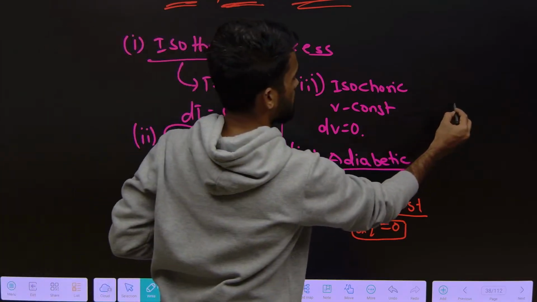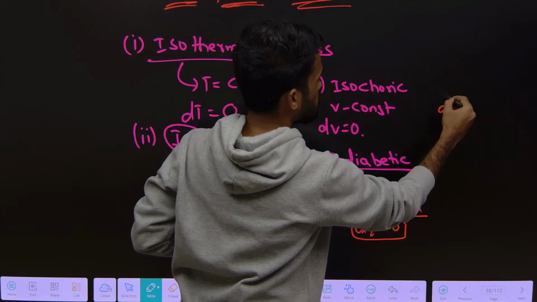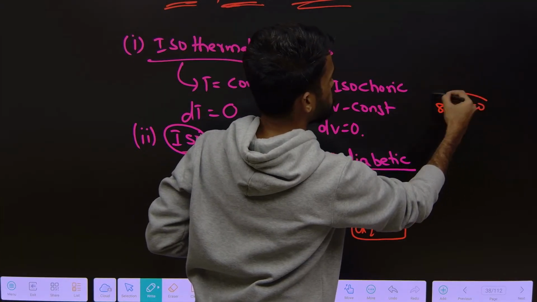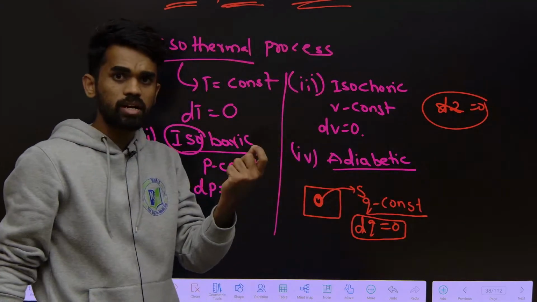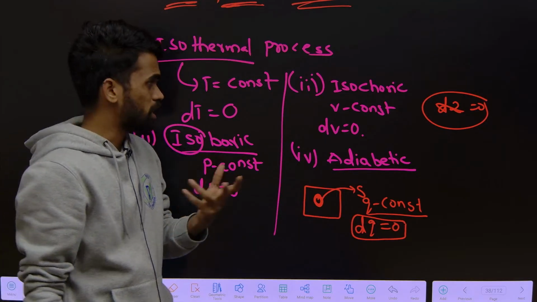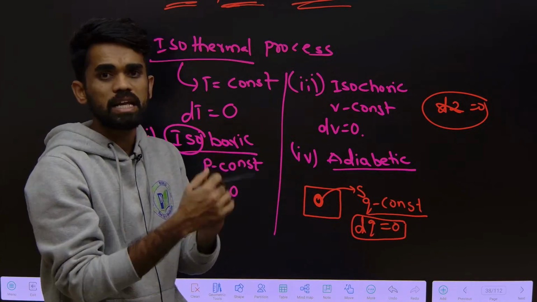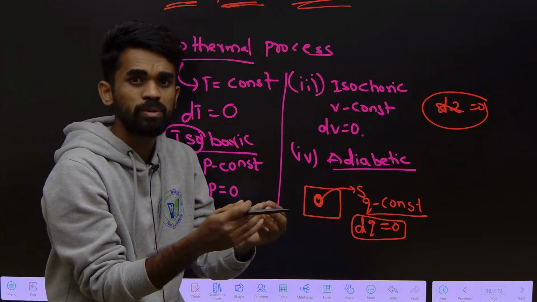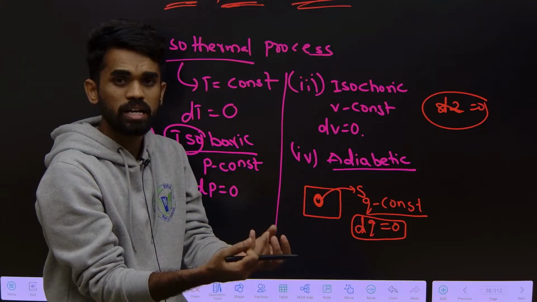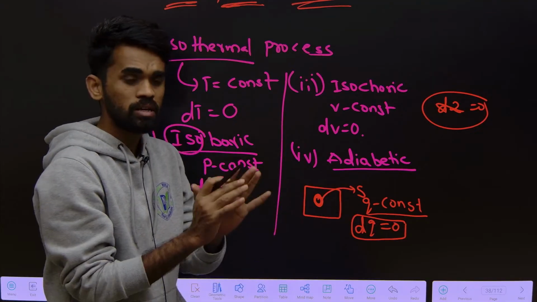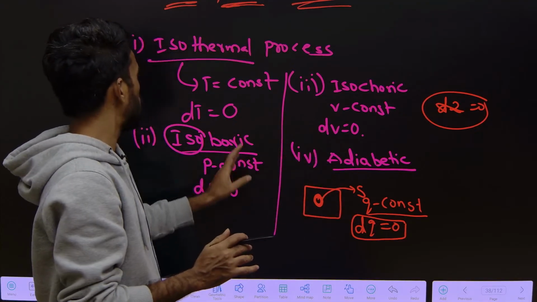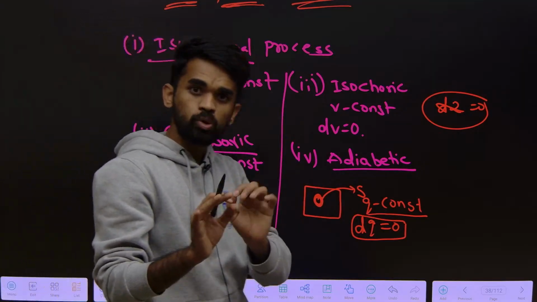For any constant you take, the derivative of that becomes 0, because there is no change in that constant. The derivative is nothing but final minus initial. Final and initial are the same, therefore the difference will be 0. That is what dQ, dV, dP, dT mean. Hope up to here it is clear.